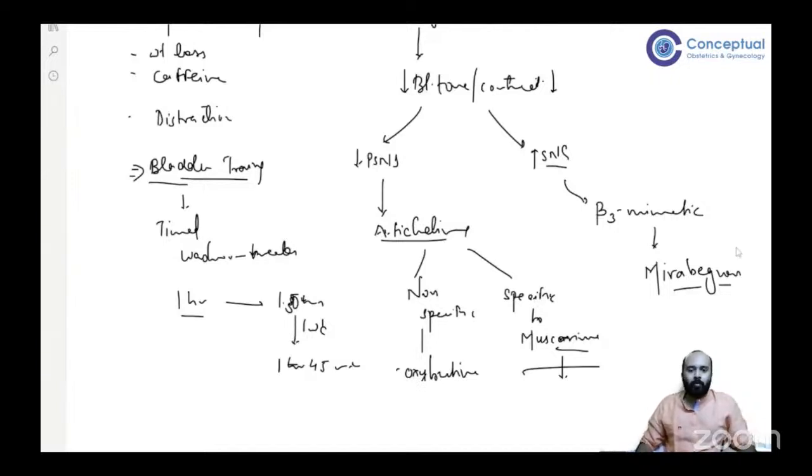There is only one problem, that beta mimetics are all contraindicated in patients with hypertension and in patients with heart disease, and many of our patients who are going to have urge incontinence are above the age of 50, as we have already spoken. So they might have a history of some heart disease, hypertension or diabetes. So in them, I cannot give mirabegron. It is only to be given if a patient does not have any heart disease or vascular disease. Otherwise, it's a very good drug.